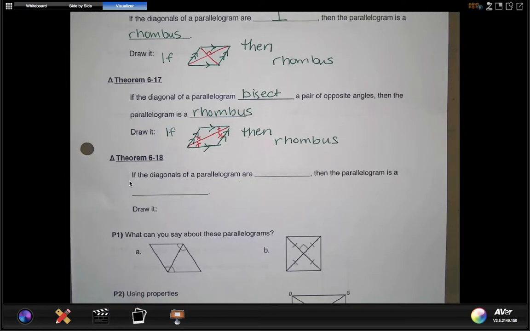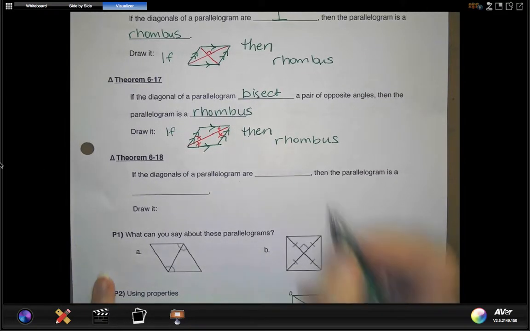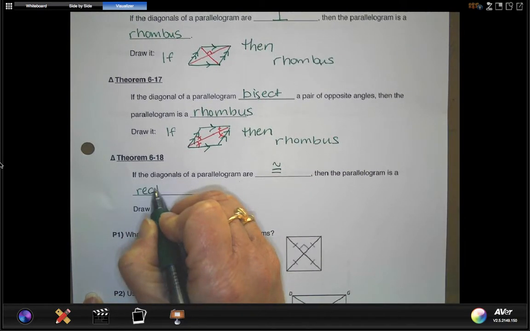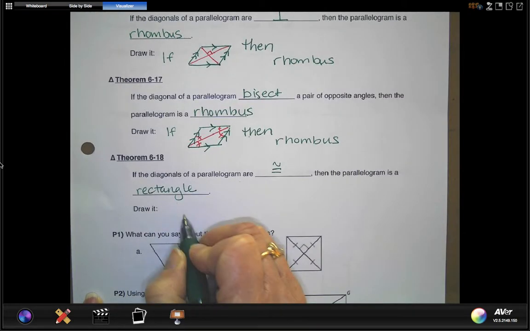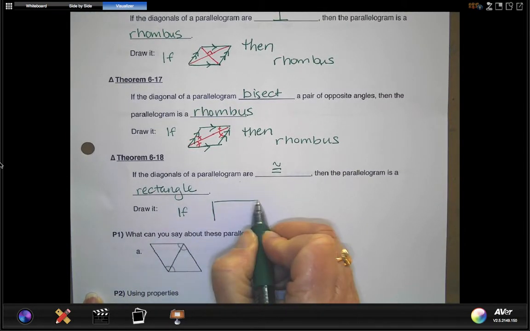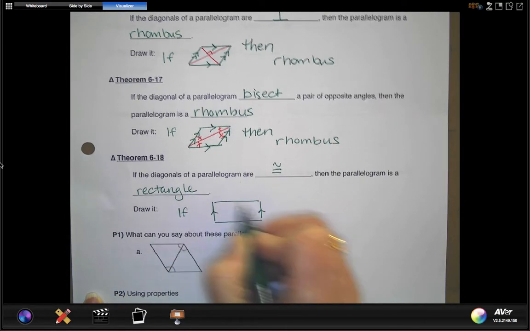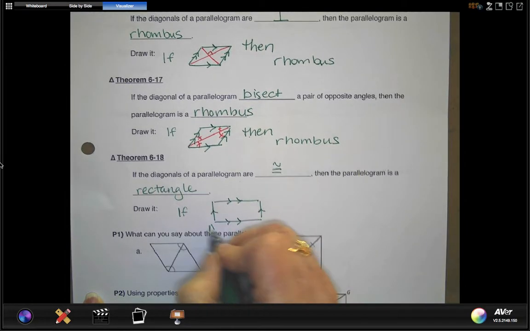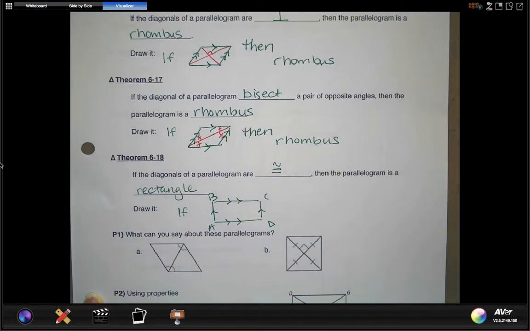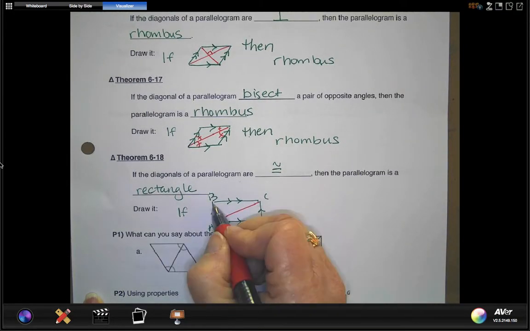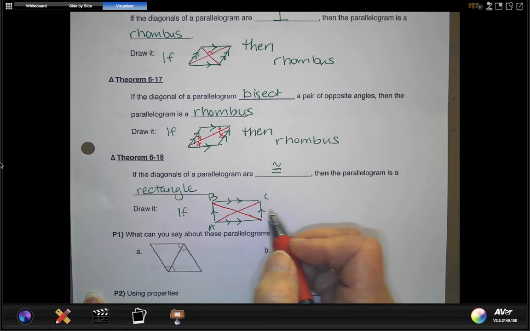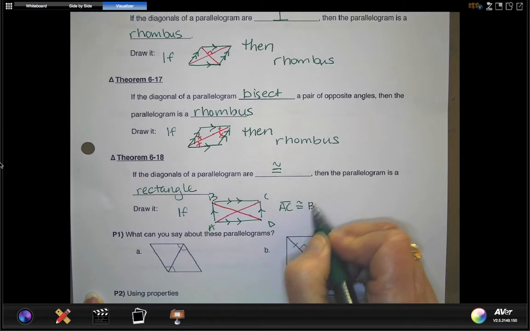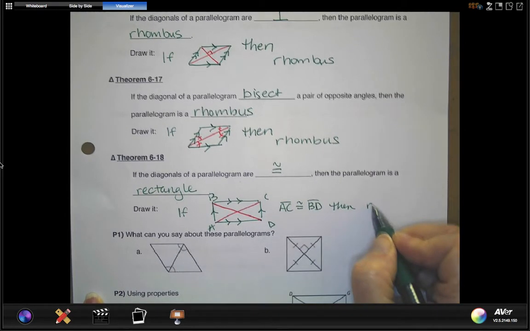This one says if the diagonals of a parallelogram are congruent, then the parallelogram is a rectangle. So again, first of all, it is a parallelogram. So if the diagonals, we'll label this one too, so if AC is congruent to BD, then it's a rectangle.